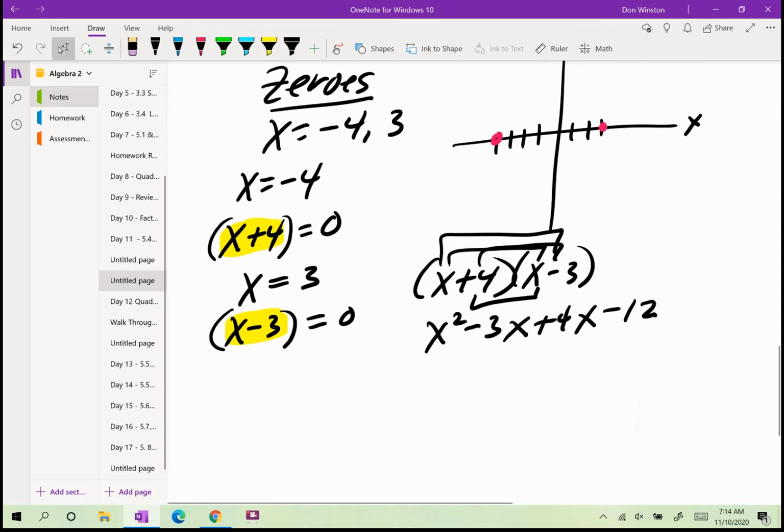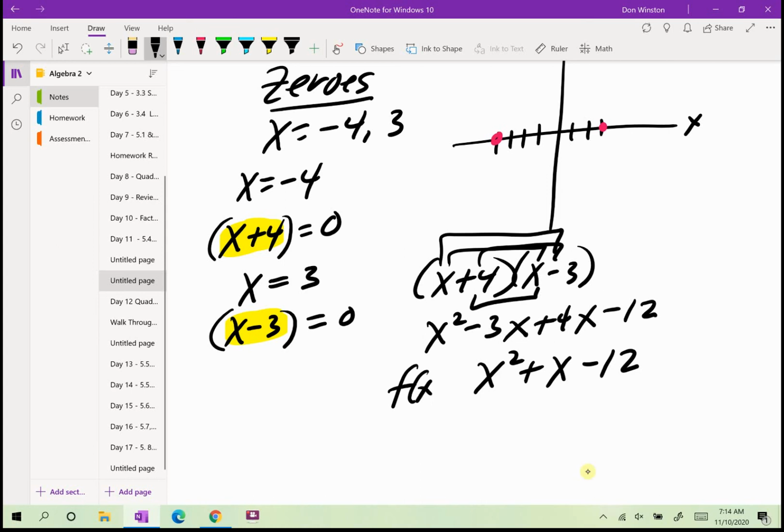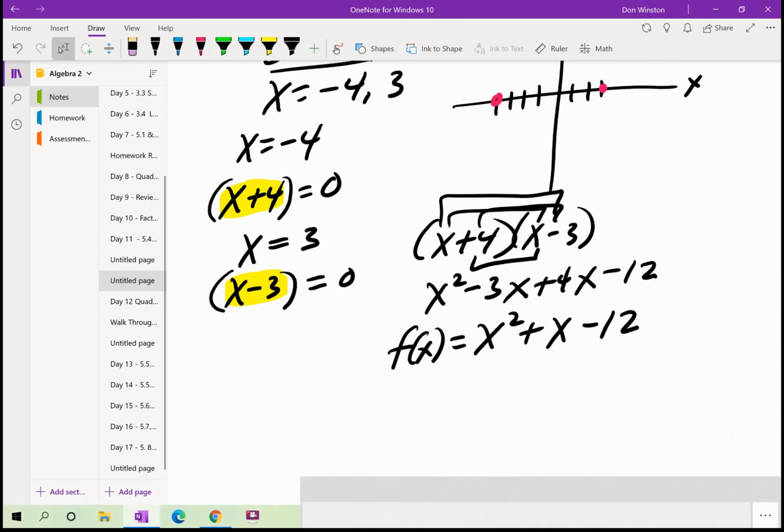So this would be x squared plus x minus 12, since -3x plus 4x is x. So that would be my quadratic function that would have zeros of -4 and 3. It's kind of like you reverse the process. And it's easily verifiable.